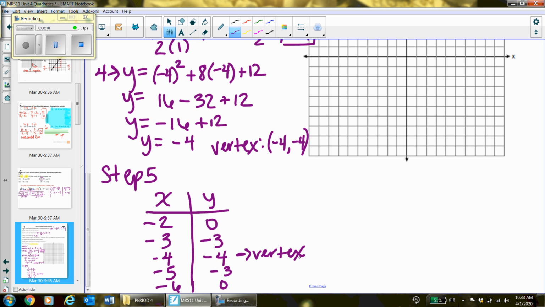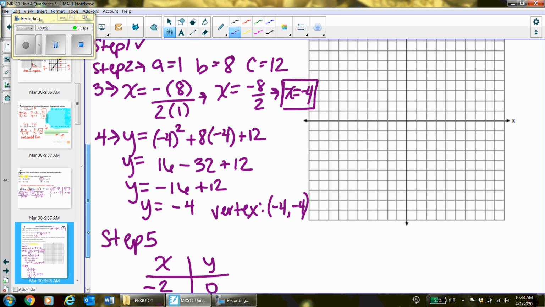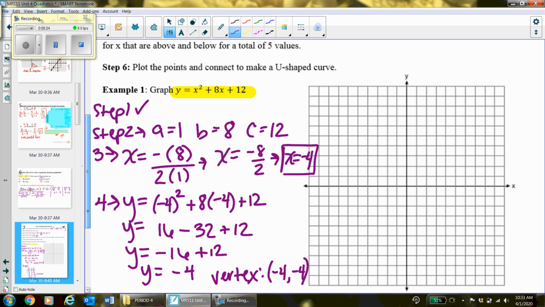Now, if you don't have a calculator, you have to plug in negative 2 into the equation, and then you would get 0. Then plug in negative 3 into the equation, then you get negative 3, so on and so forth. All right, so now I'm going to plot these points and graph, which is step 6.